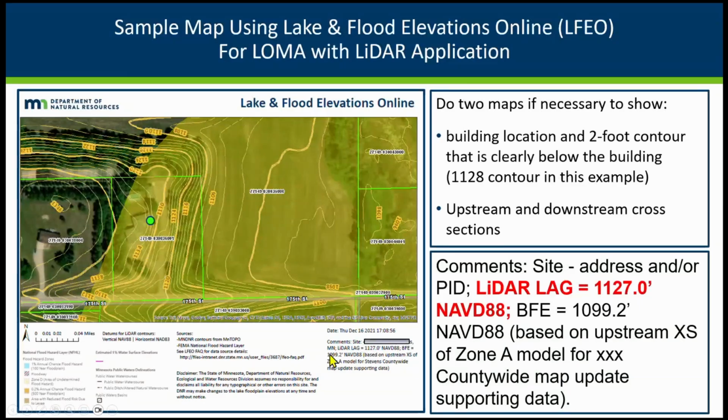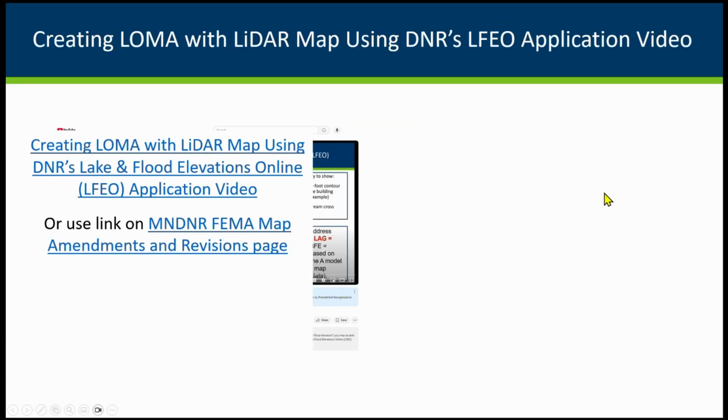But in the comment section, we call it the LIDAR leg. So that contour below the building minus a foot, that's something that the FEMA reviewers accept, that terminology. And we can show what the base flood elevation is in this example, because we've got the pink lines right on the maps. Here I zoomed out, what we say in the comment section here. Okay, that should be showing a clip of the video, but we do have the newer video on creating LOMA with LIDAR maps that's available on our website.